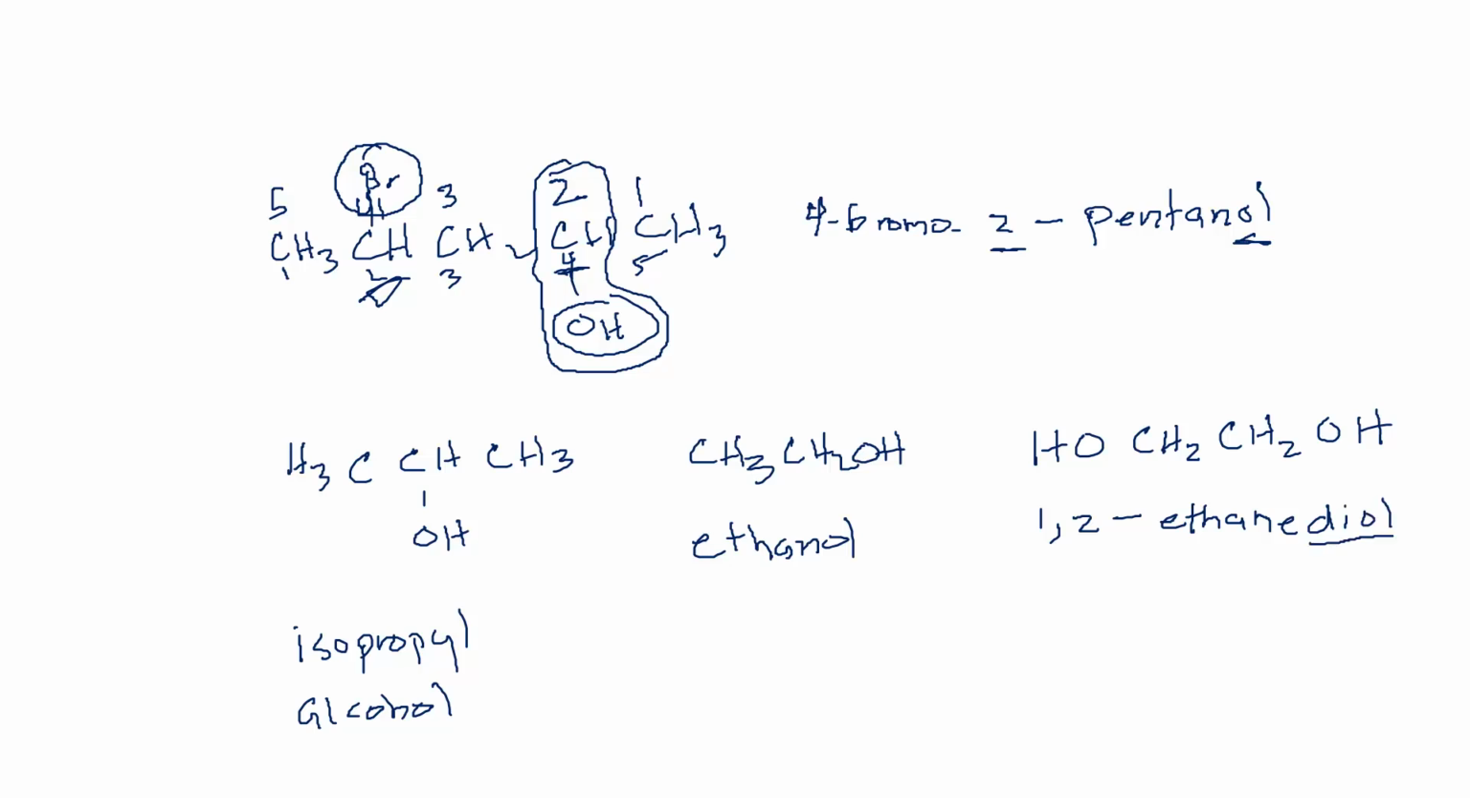Notice this is the first time we've seen a diol. We have two hydroxyl groups. That's why we have the 1 and 2 here, because both hydroxyl groups could have been off one carbon. So we have to say 1,2. The carbon backbone is ethane. So 1,2-ethanediol. But most people don't know it as this. They know it as ethylene glycol.